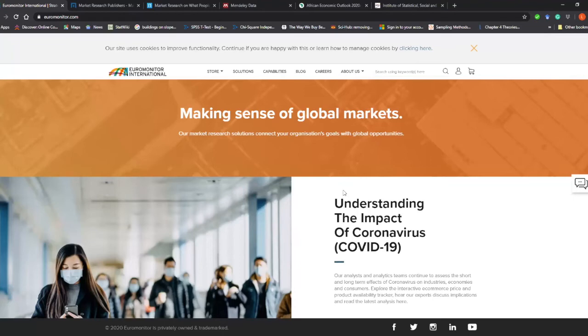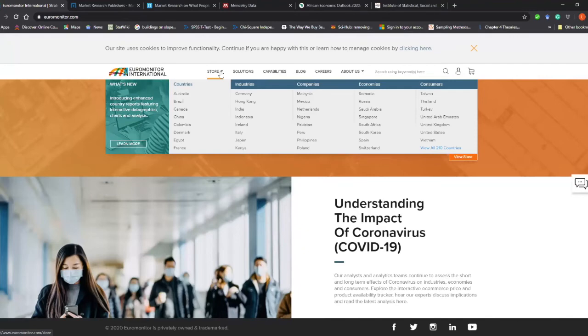Yes. Good. So this is the Euromonitor International site. And like I said, some of the information is readily available for free, others you have to pay for. So I've just opened the store and you can see that they have categorized all the information based on, first of all, country. So they have a total of 210 countries, which you can get information on, right, from this repository alone.